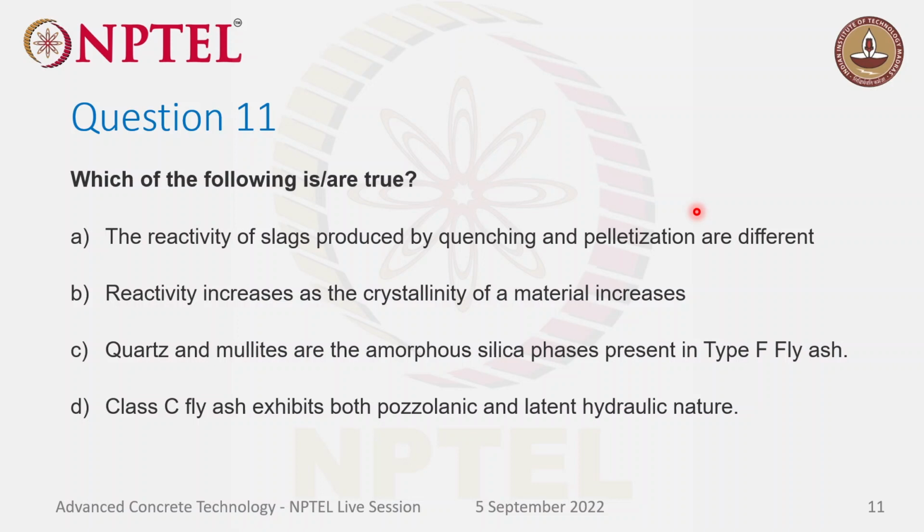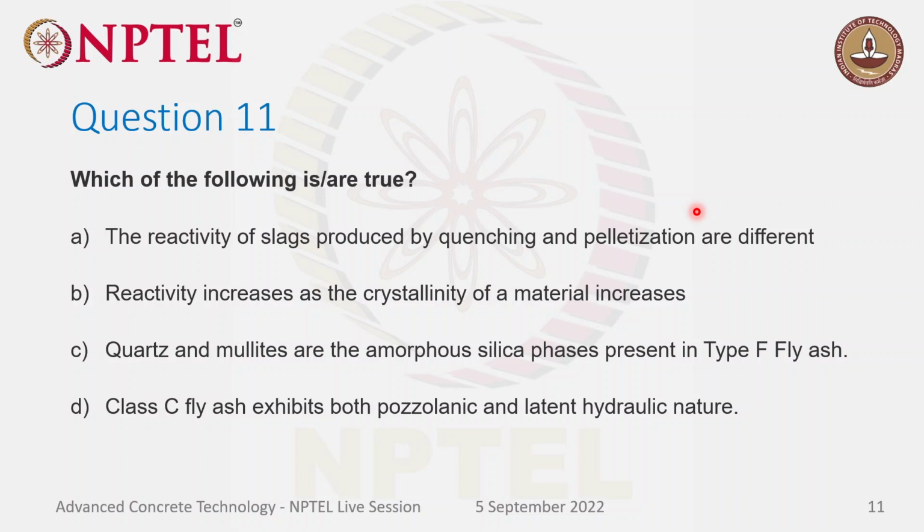You have to find the true statements. Which of the following statements are true? It has more than one option, that's why I have not launched the question in polls. Please give your answer in the chat box. The first statement is: the reactivity of slags produced by quenching and pelletization are different. I discussed this just before, so you should find out the right statement.